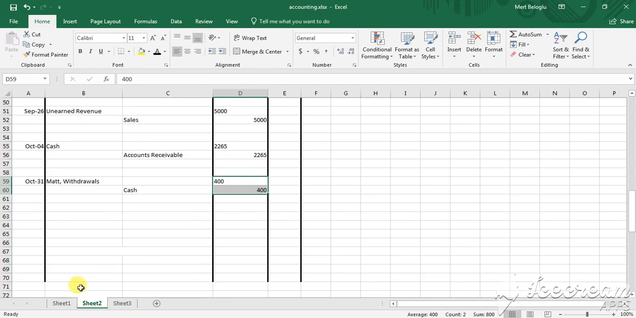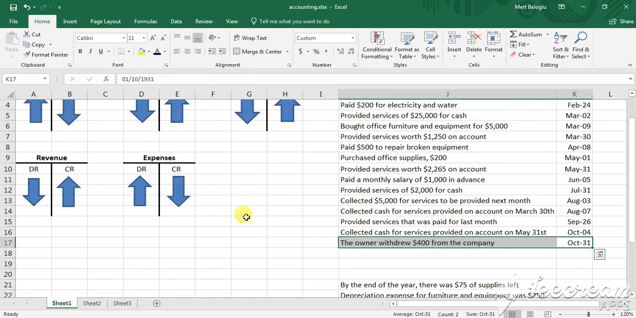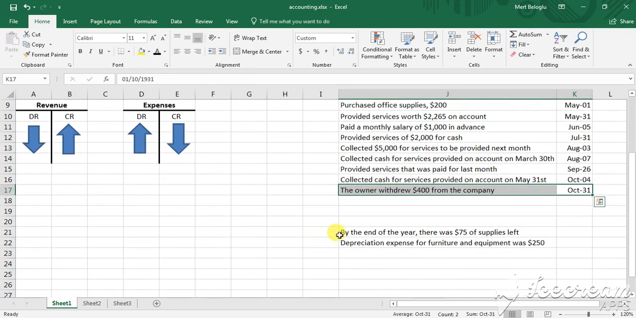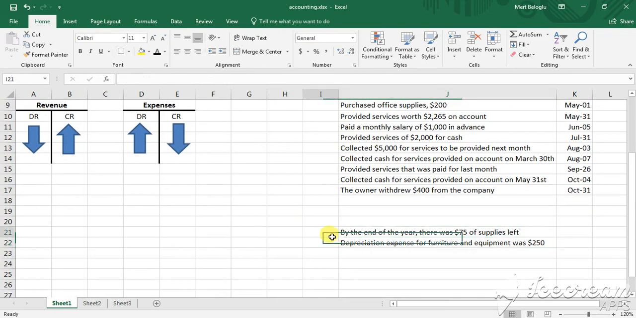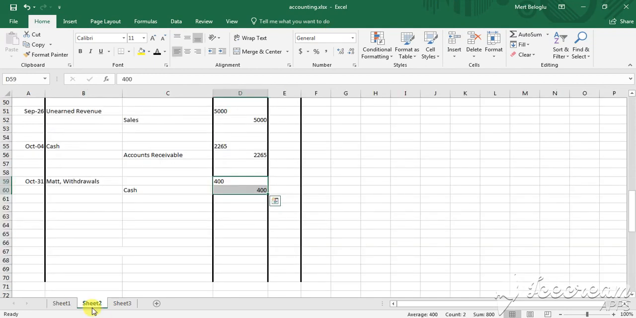Now, are we done? Not yet. We have two more things to account for. These are the year-end adjusting entries that we have to prepare at the end of the year. And assuming that the business cycle, which is also known as the fiscal year, ends on December 31st, we have to make two entries on December 31st.